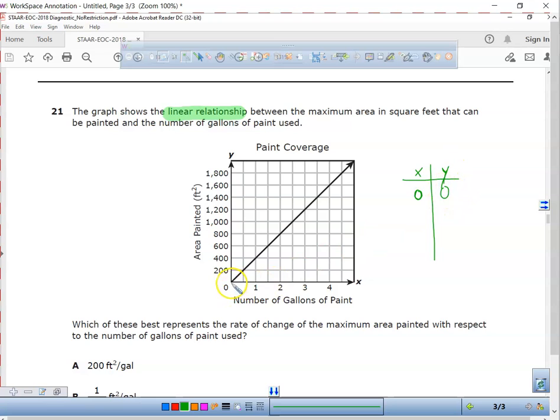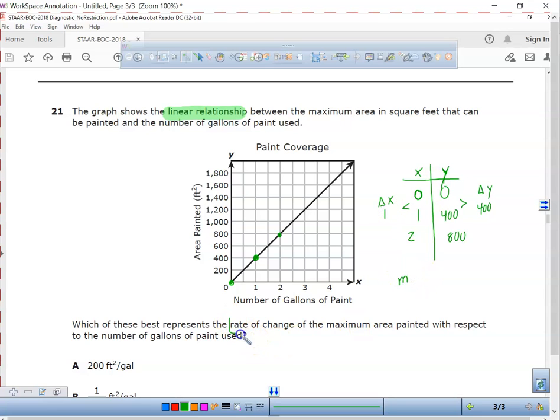0. There we go. See, there's 0, 0 right there. All right, oh, right here. If you buy 1 gallon of paint, how much area can you paint? 400. I'm going to stop. I could keep going if I wanted to. Like 2 goes with what? 800. So what's the change in y? What's my change in y? 400. What's my change in x? 1. What is the slope?